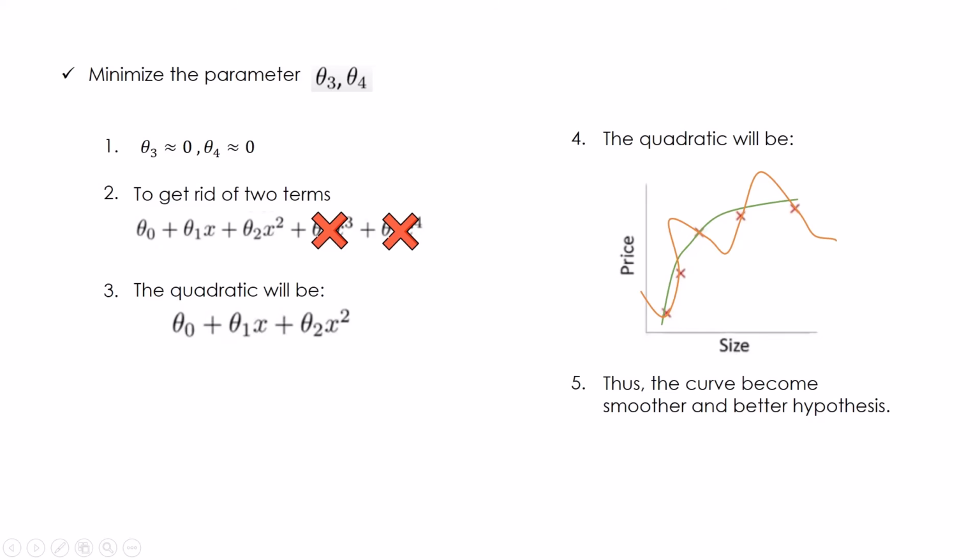This is the curve before, and when we apply this, we get this smoother curve. Thus the curve becomes smoother, and the hypothesis will also become better. That's all for my explanation. Thank you.